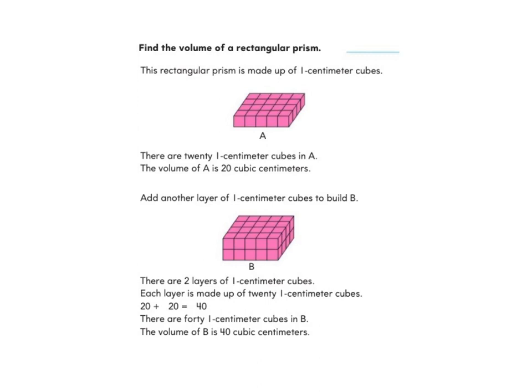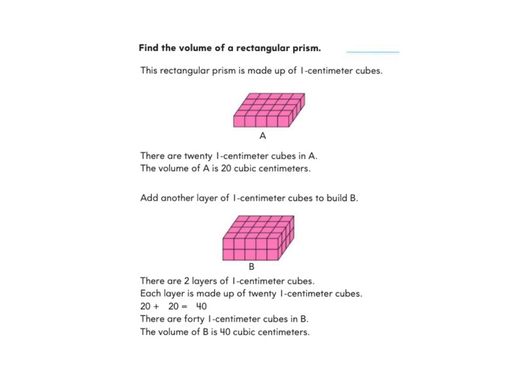Now when we're thinking about volume, one way that we can think about it is how many centimeter cubes we would be able to fit inside of our 3D shape of our rectangular prism. And so if we look at the rectangular prism that is labeled A, we can see that we have a bunch of cubes that make up that rectangular prism. And we can see that it's all one layer. And so in that one layer, there are 20 1-centimeter cubes. So the volume of A would be 20 cubic centimeters.